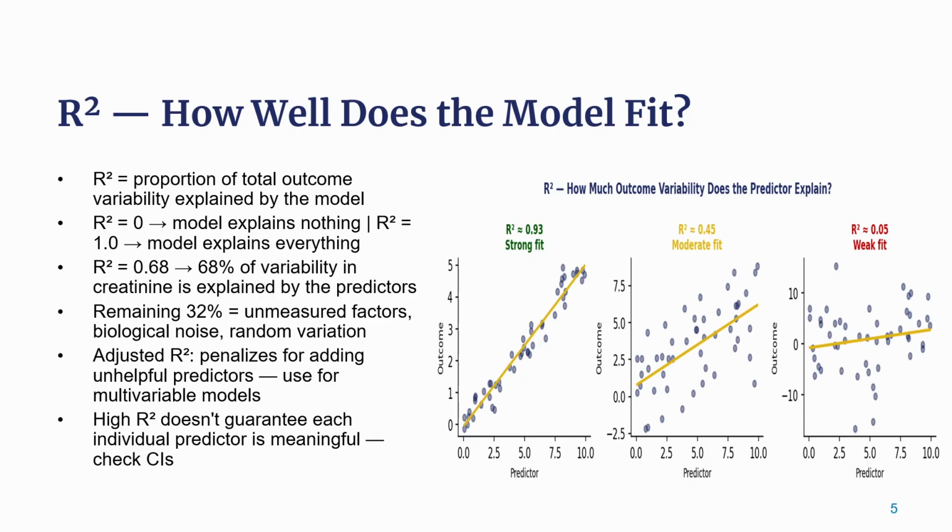But R-squared can be misleading. Adding more predictors to a model always increases R-squared, even if those predictors are useless. Just by chance, they account for a tiny bit of variance. Adjusted R-squared corrects for this by penalizing the addition of non-informative predictors. And critically, a high R-squared doesn't mean every individual predictor matters. You could have R-squared equals 0.75 with only 2 significant predictors and 3 non-significant ones. Always evaluate each predictor's beta and CI individually.